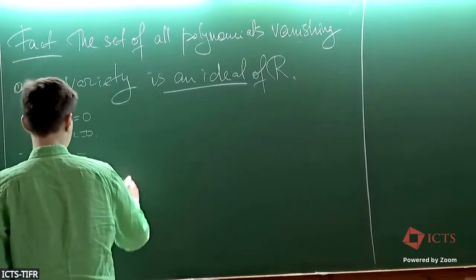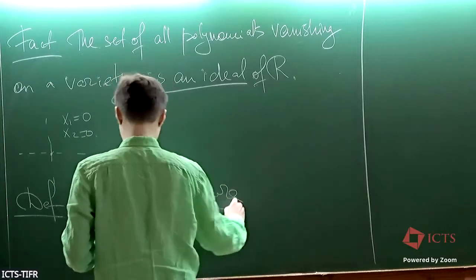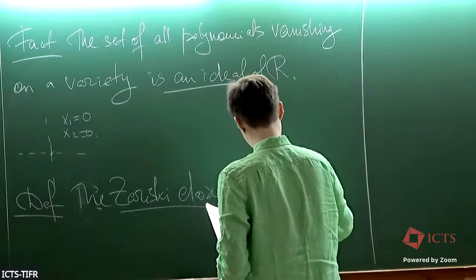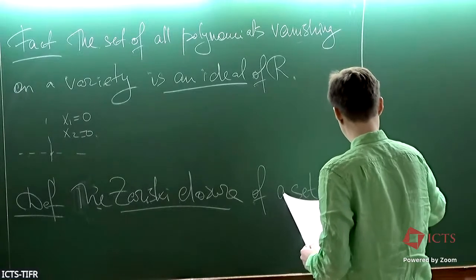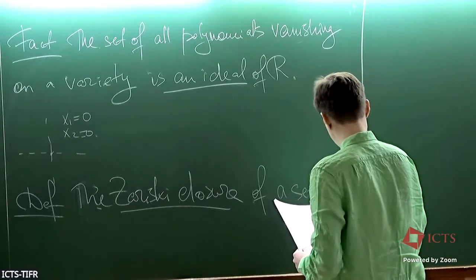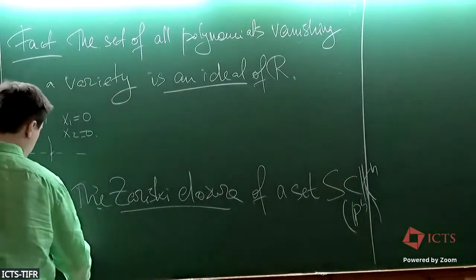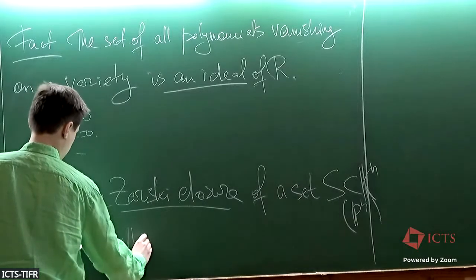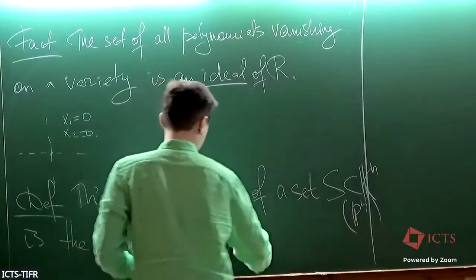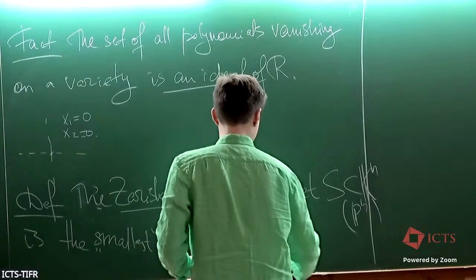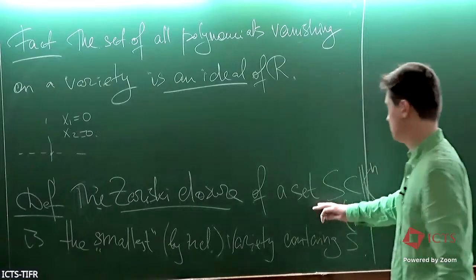By definition, the Zariski closure of an arbitrary set S, not necessarily of a variety, in K^n or in P^n, is the smallest, let's say by inclusion, variety containing S. So S itself may not be a variety.